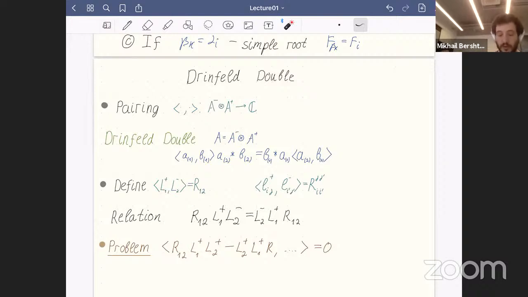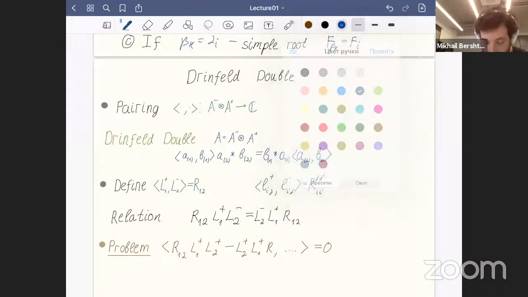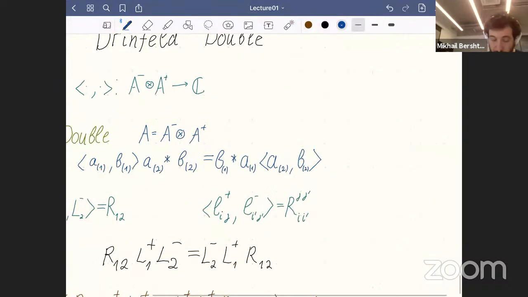So as an algebra, we know how to multiply A minus with A minus, A plus with A plus. We know how to take a product, it doesn't change. And if you want to multiply some A minus and A plus, then the formula is this. I don't know, maybe it's too late to explain something, but here I use Sweedler notation, if it helps somebody.